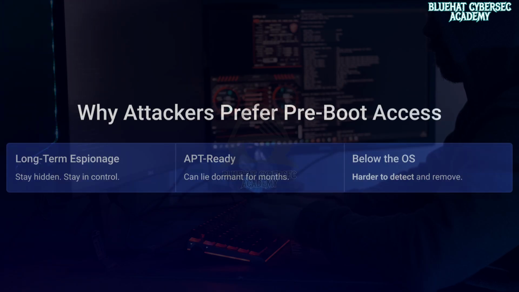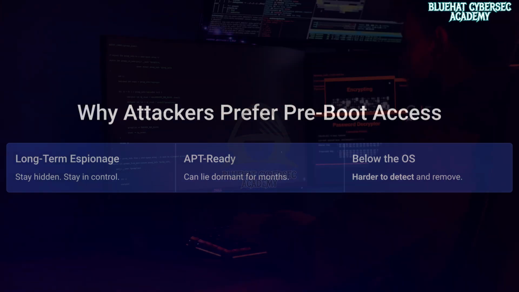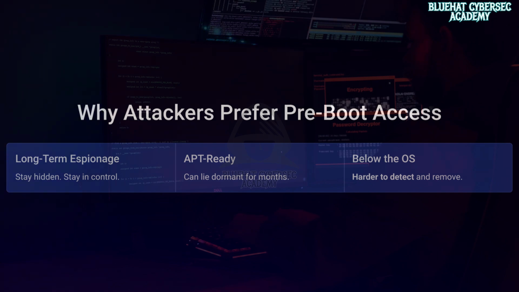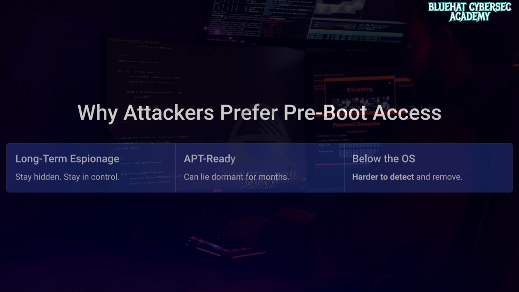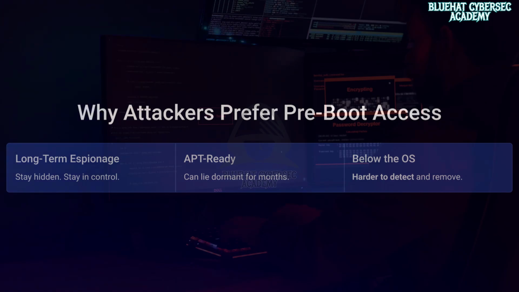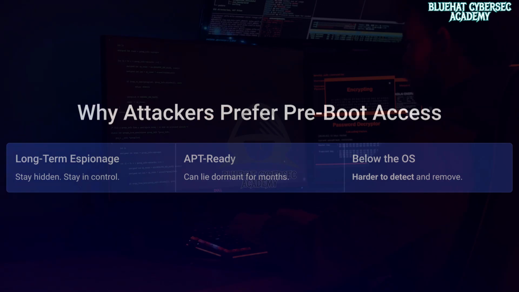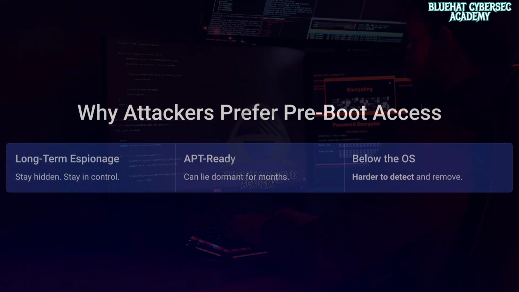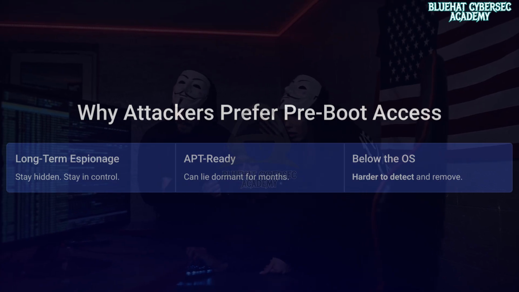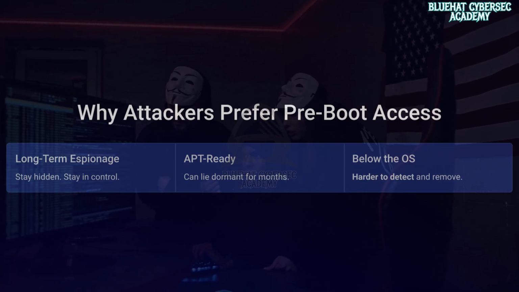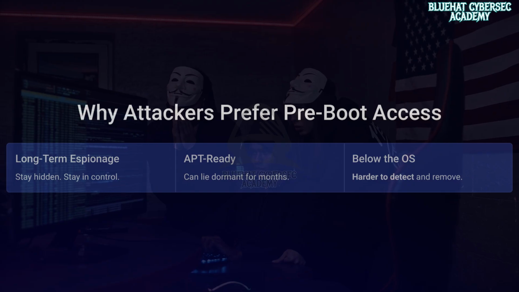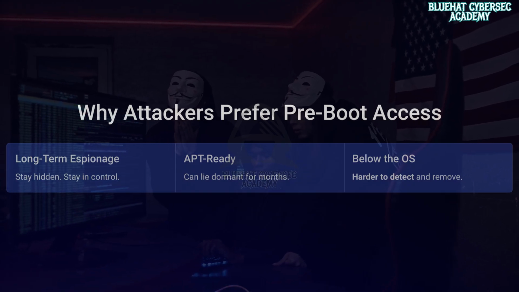From an attacker's perspective, bootloader malware offers something extremely valuable: control before detection. By operating below the operating system, attackers gain a level of stealth and persistence that is extremely difficult to achieve with normal malware. This makes it especially useful for long-term espionage campaigns, targeted attacks against organizations, and advanced persistent threats where staying hidden is more important than quick damage. Instead of burning out quickly like ransomware, bootloader malware can remain dormant and undetected for long periods, waiting for activation or data extraction.